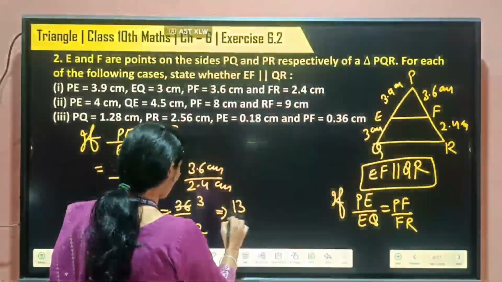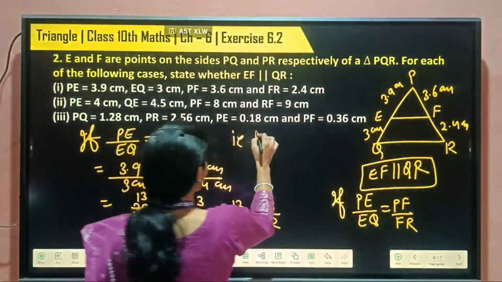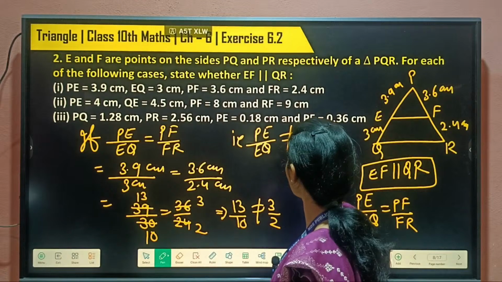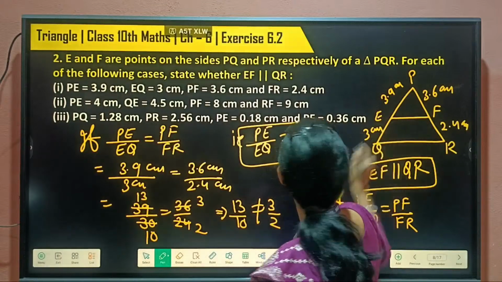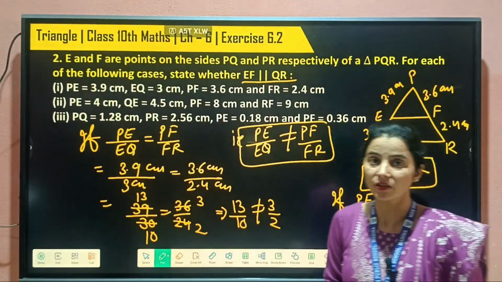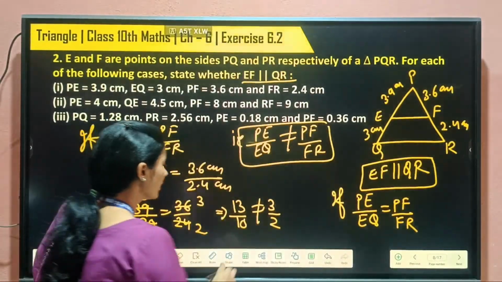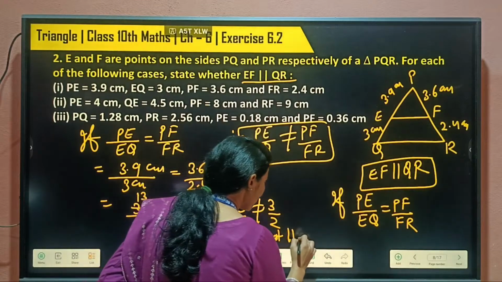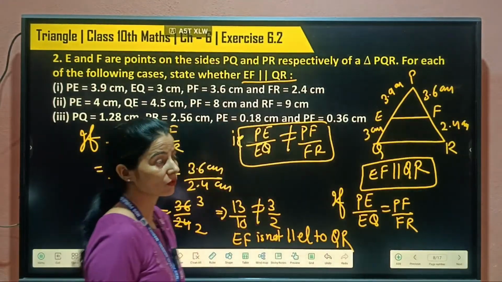This 13 by 10 is not equal to 3 by 2. That is, we can say PE by EQ is not equal to PF by FR. Then we can say this EF is not parallel to QR. In the first part, what we got is that EF is not parallel to QR. You will write EF is not parallel to QR.